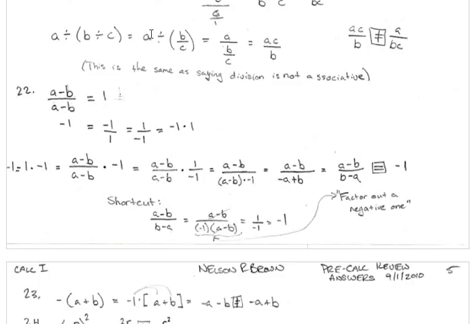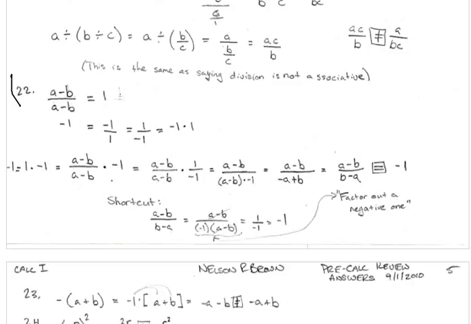So number 22, let me just get my draw up here. We have a minus b over b minus a, and we want to know whether or not that is equal to -1. I have here a relation of a minus b over a minus b, and we know that that is equal to 1. And we know that -1 can either be equal to -1 over 1, or 1 over -1, or -1 times 1. So knowing these two things, we can say that -1 is equal to a minus b over a minus b.